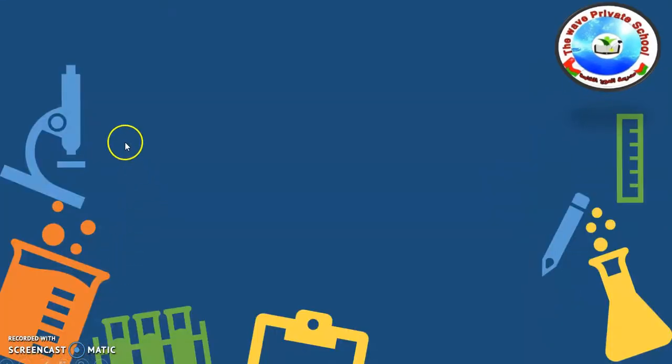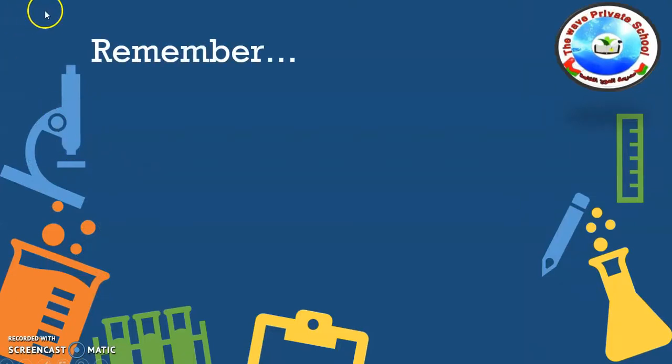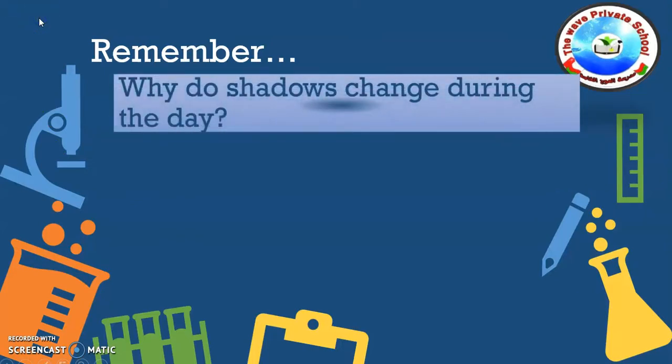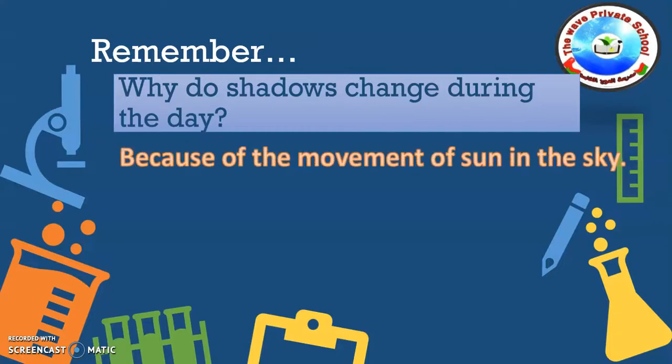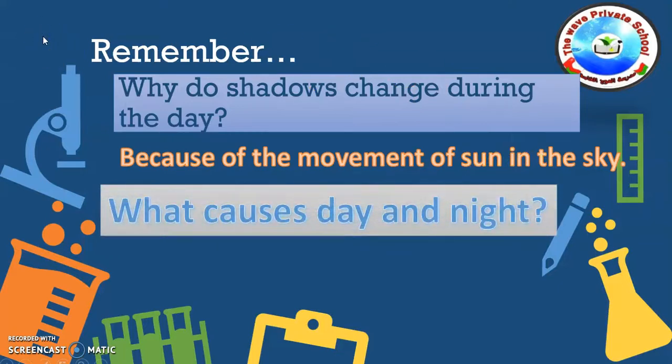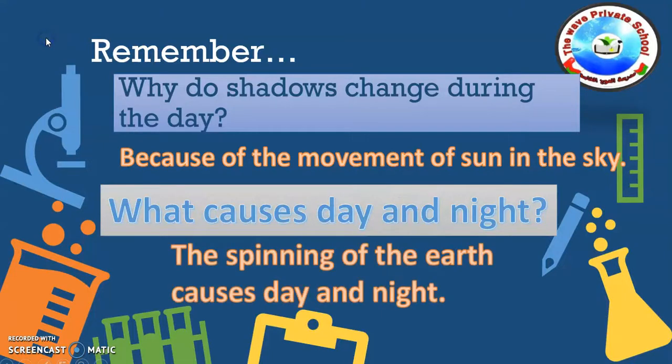Well done. Okay, before we end our lesson, I want you to be reminded of this point. Why do shadows change during the day? Can you tell me the answer? Because of the movement of the sun in the sky. And what causes day and night? The spinning of the Earth causes day and night.